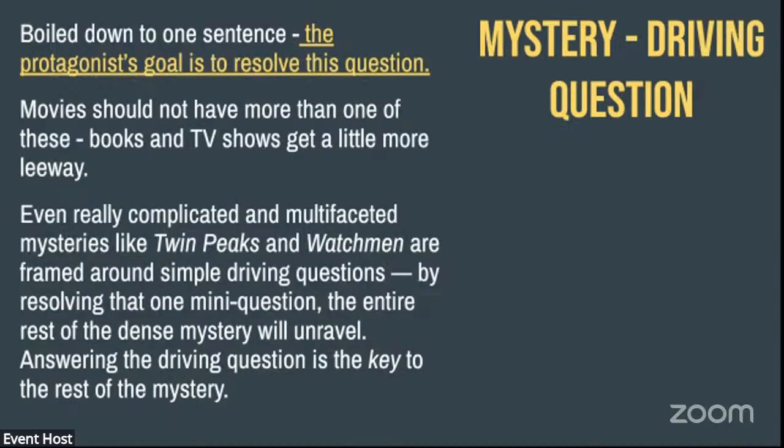So our protagonist's goal is essentially to resolve the driving question. Movies usually only have one. Books and shows might have a few more, especially if they are a long series. Maybe there's one question per book, or maybe there is a question that would take several books to even answer. The paradigm is usually, though, within the world of serialized mystery writing that you answer the driving question per book.